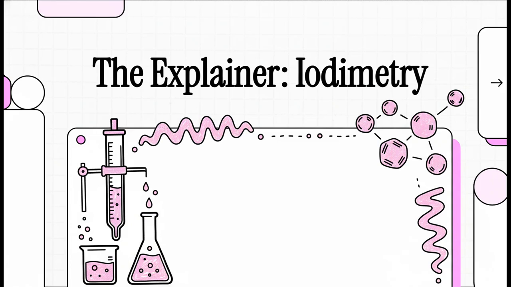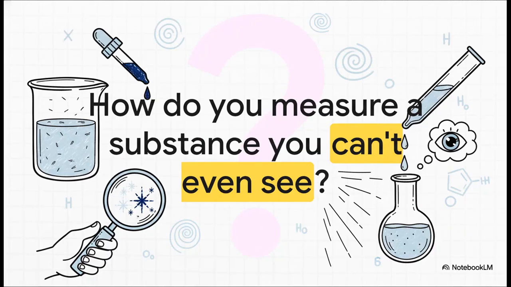Today, we're diving into a really clever chemistry trick that lets us measure something we can't even see. It's a classic problem, but the solution? Well, it's surprisingly visual. Seriously, think about it for a second. How in the world do you measure something that's totally invisible, just dissolved in a solution? It sounds kind of impossible, right?